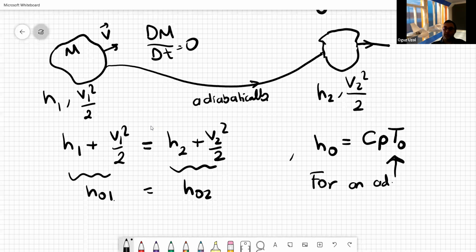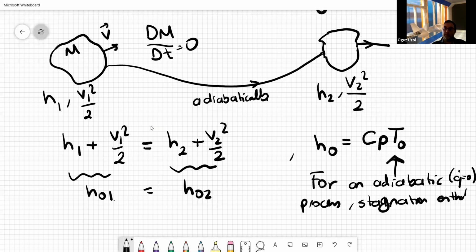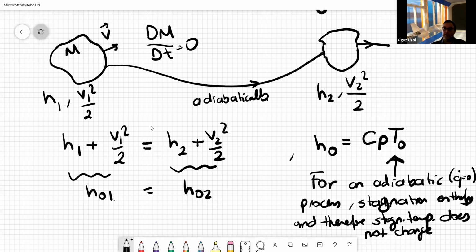So for an adiabatic process, meaning Q dot, heat flux, is 0, stagnation enthalpy, and therefore stagnation temperature, does not change along a streamline.